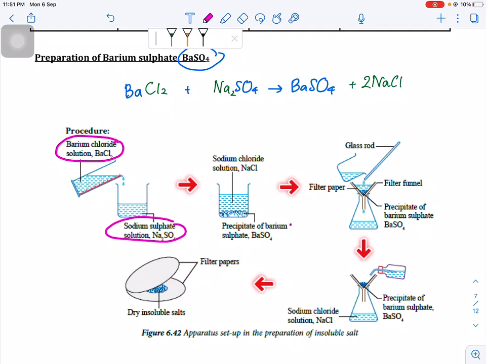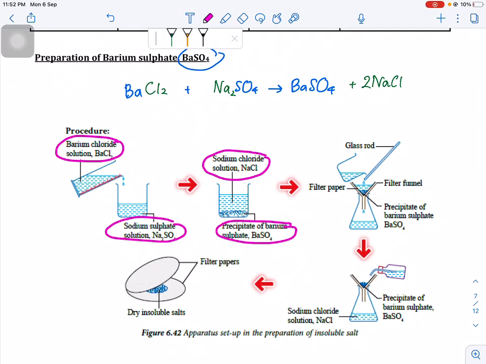You will get the insoluble salt as the precipitate, mixed with the soluble salt in the form of solution. So when we mix barium chloride and sodium sulfate, what will we get in the beaker? We will get precipitate and solution. What we want is the precipitate, because it is the insoluble salt in the form of precipitate. So how can we get the precipitate?